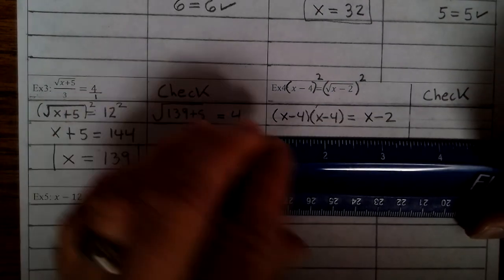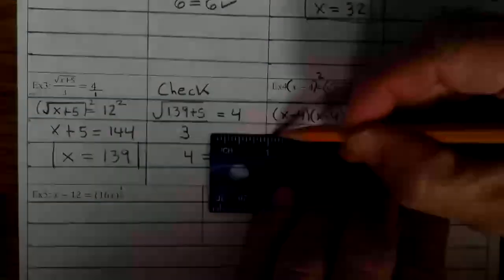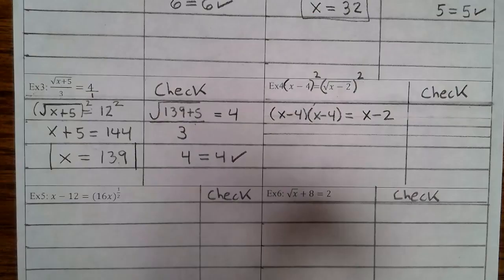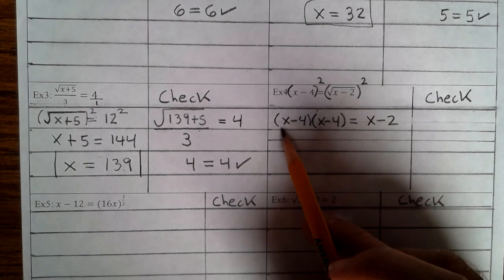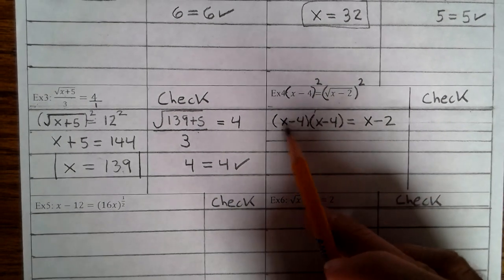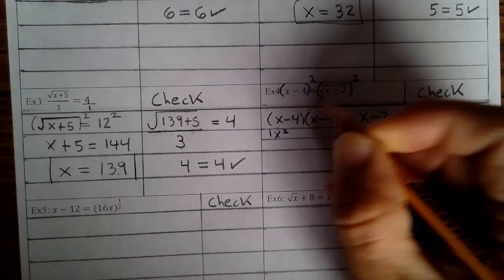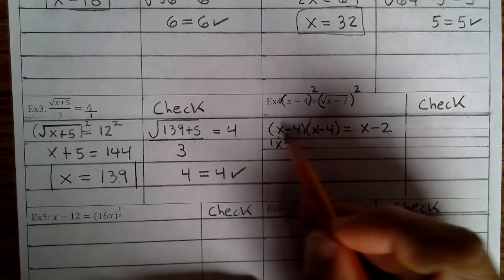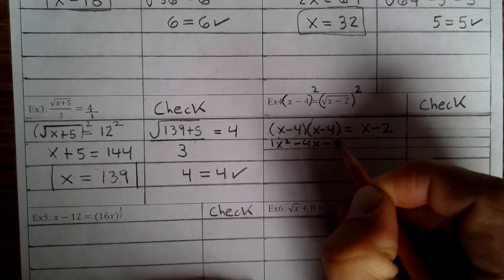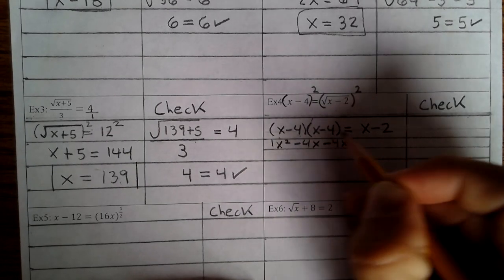Yeah, that'll work. All right, so now what we need to do is FOIL this. So x times x is 1x squared. X times negative 4 is negative 4x. Negative 4 times x is negative 4x. Negative 4 times negative 4 is a positive 16, equals x minus 2.